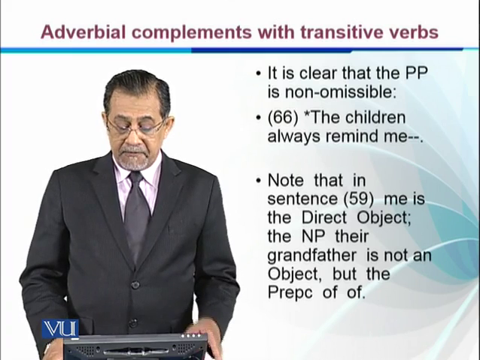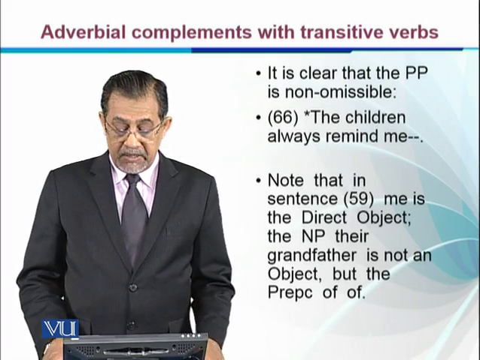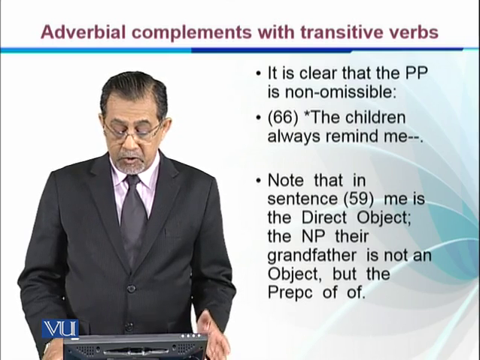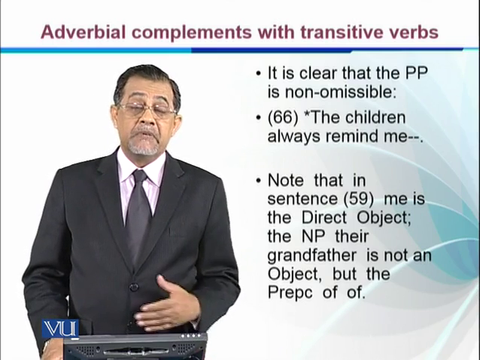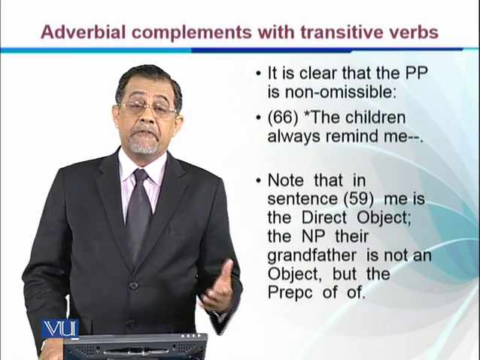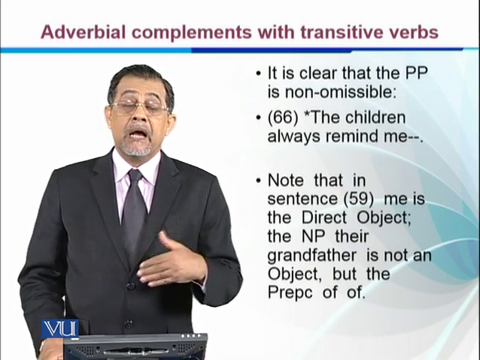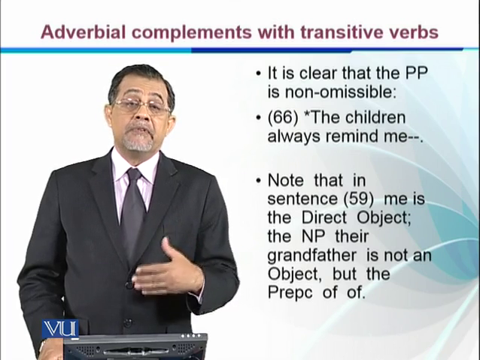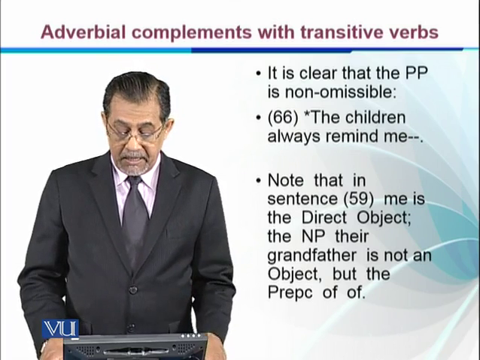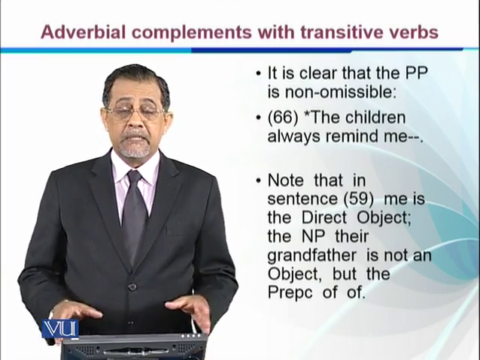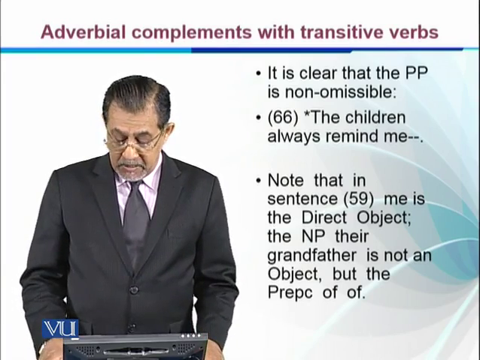Note that in sentence 59, me is direct object. The noun phrase, their grandfather, is not a direct object because we cannot say the grandfather is reminded. It's not grandfather that is reminded. It is me which becomes I am reminded. So it is not a direct object, rather it is a prepositional complement.